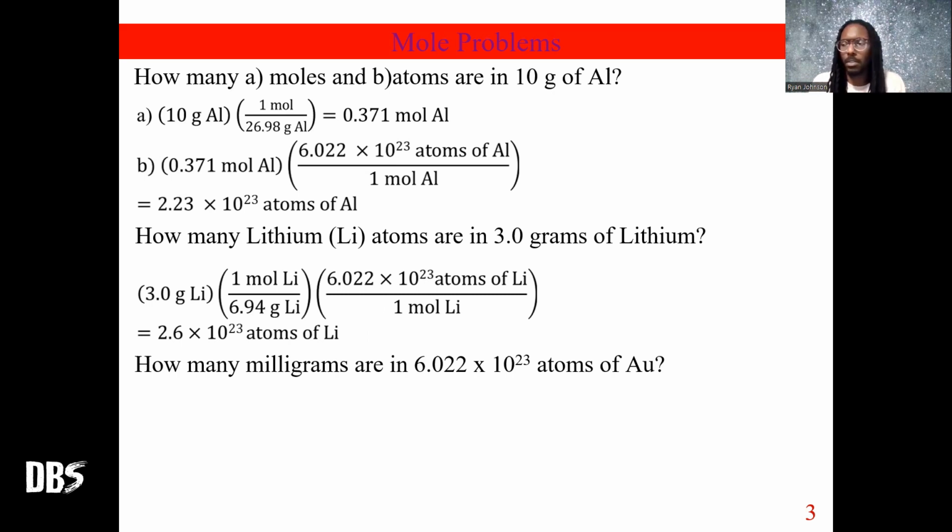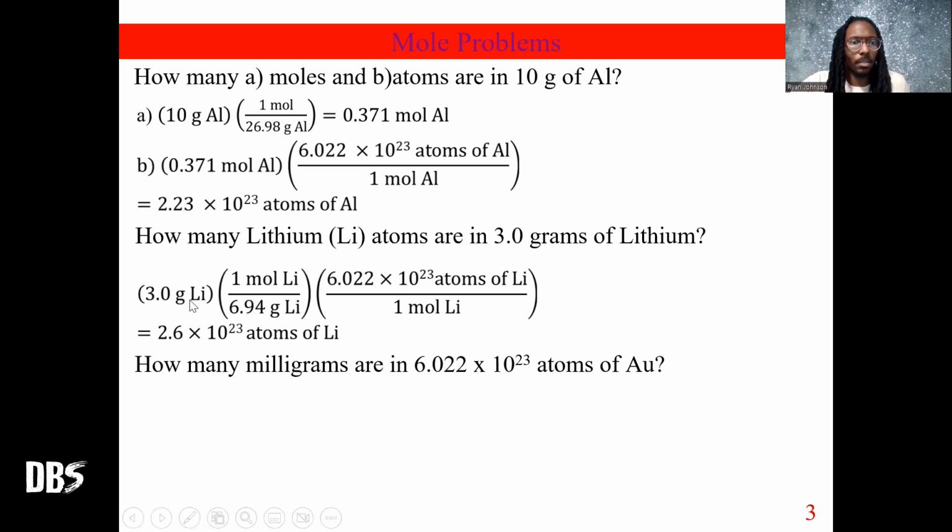Okay. If you didn't see the previous video or any of my previous videos, understand that there's two ways you could do math. You can either do 3 divided by 6.94. That's the answer. Then you multiply by this answer. That's perfectly fine. Or you could just multiply across your numerators and denominators and divide at the very end your numerator and denominator. Either way will give you the same answer at 2.6 times 10 to the 23 atoms of lithium. Okay. That's what we get here.